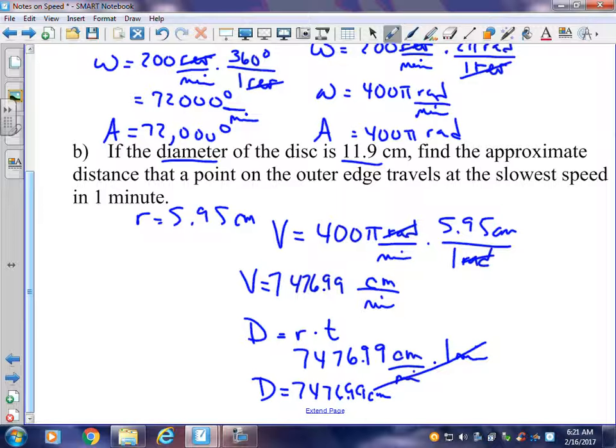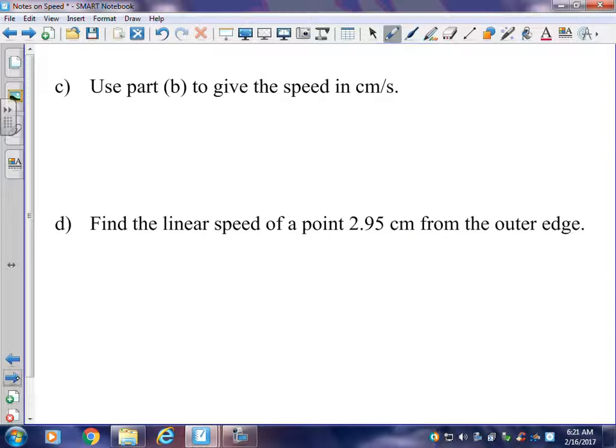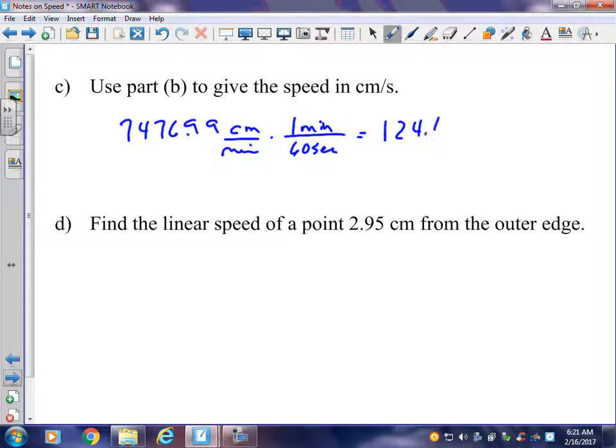All right. Now this question has another part to it. Let's see what that's asking us. Now let's convert that to centimeters per second. So 7,476.99 centimeters per minute. We would multiply that by 1 minute over 60 seconds. So we'd have to put minutes on top and the 60 seconds on bottom. And that will convert it. So we'll take this answer and divide it by 60. And that'll be 124.62 centimeters every second. So that's more than a meter stick every second.